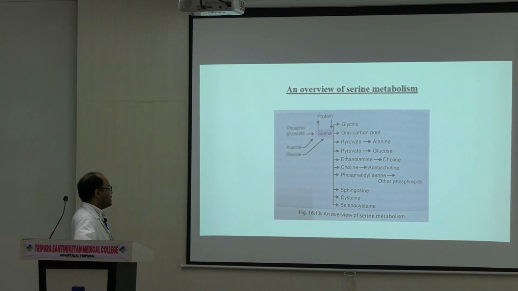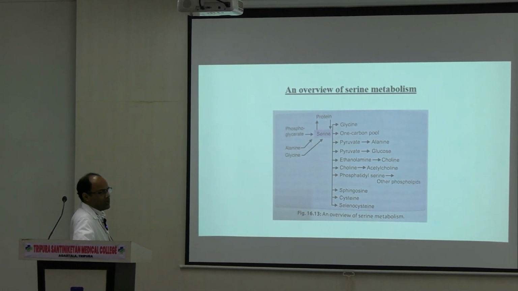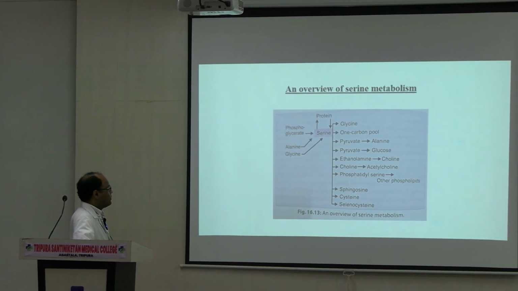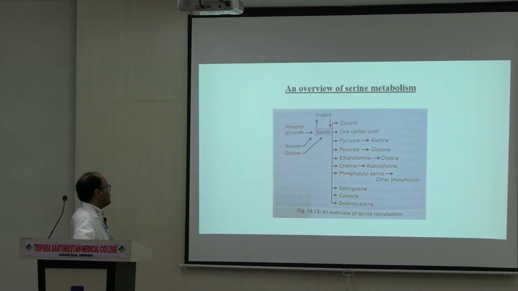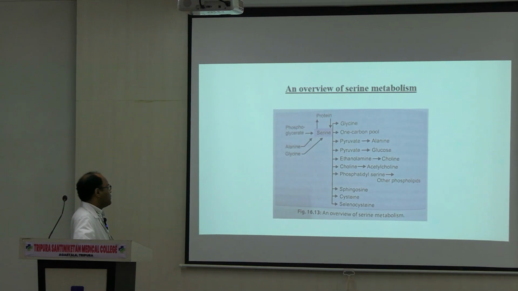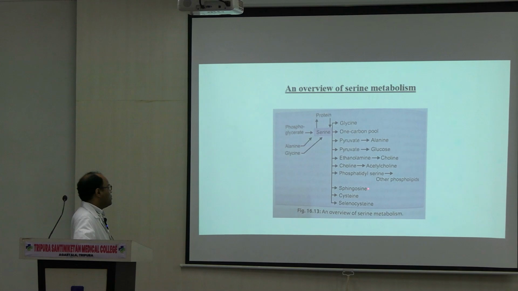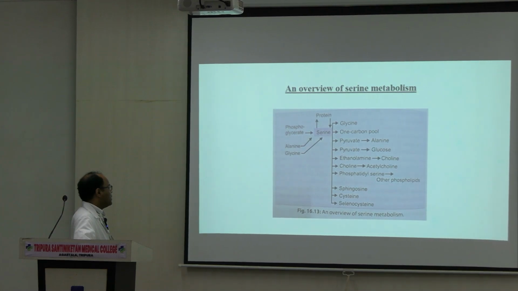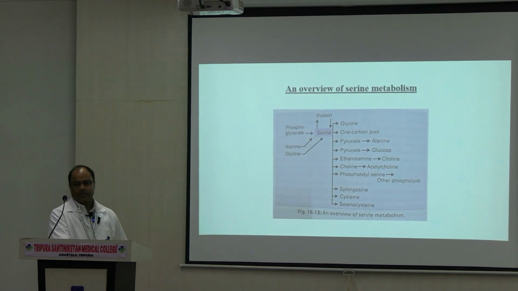Choline generates acetylcholine, which is a nerve terminal neurotransmitter. Serine can form phosphatidyl serine, and it can combine to form other phospholipids. Serine can form sphingosine. It can form cysteine. It can form selenocysteine. So serine is very, very important.